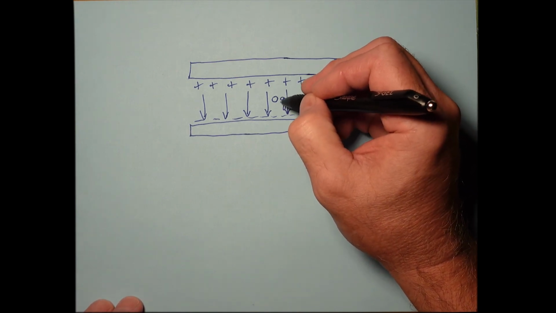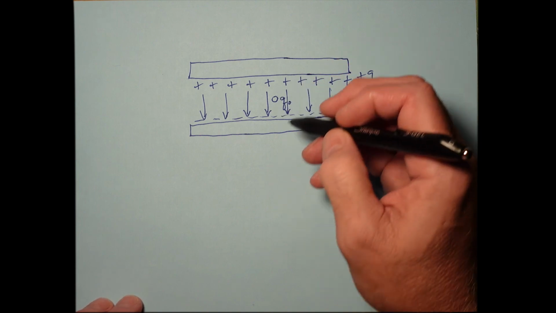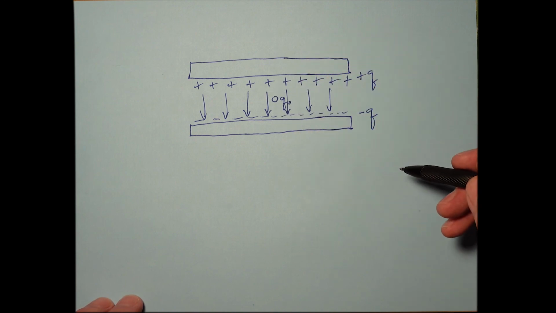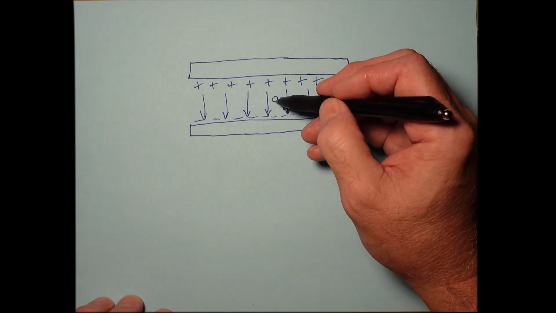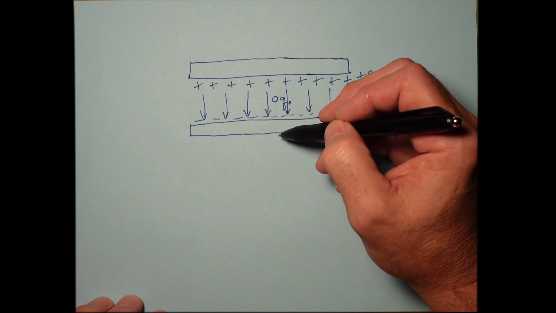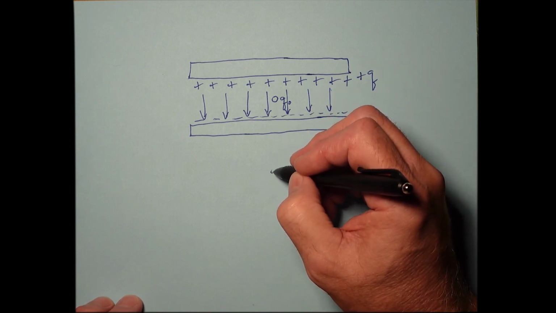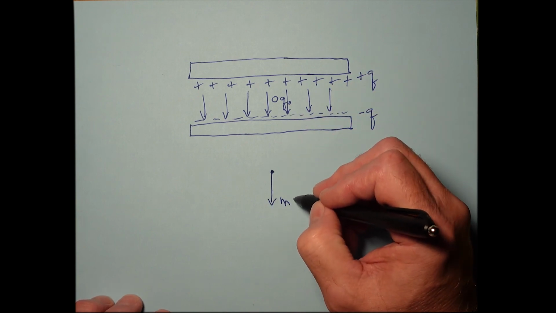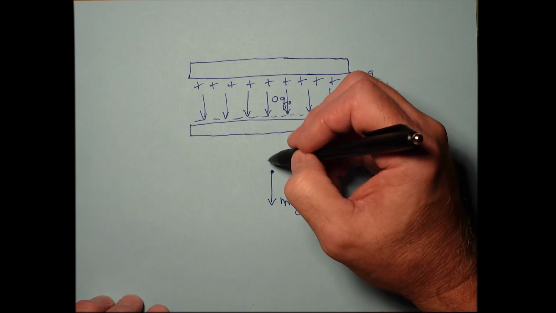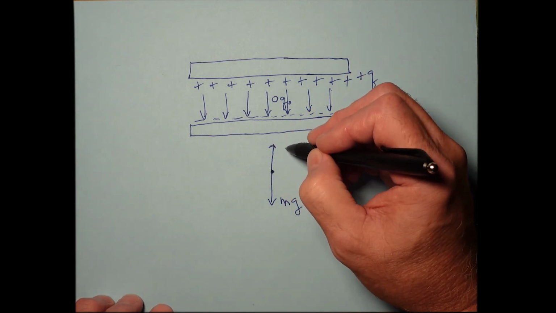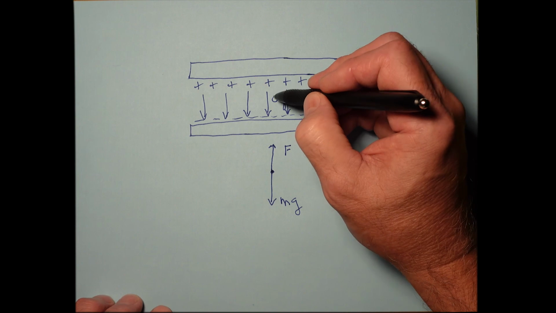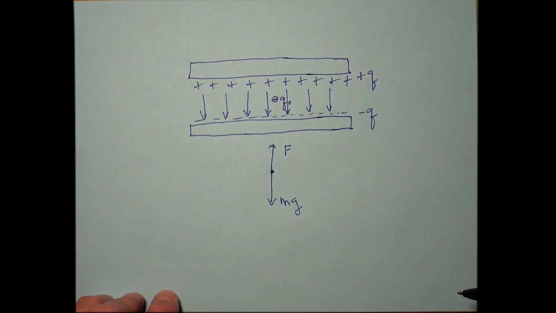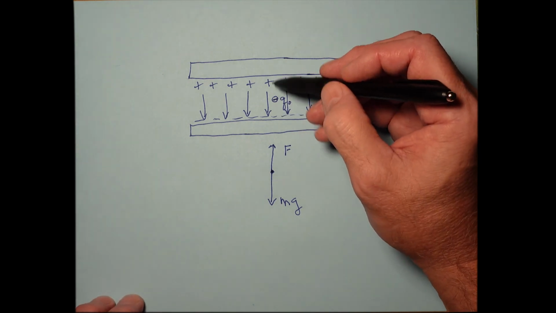Now, Q naught has forces acting on it. Q naught is certainly going to have some electric force acting on it because it's in the presence of an electric field. But it also, in this case, has gravity pulling down on it. And we can't ignore gravity in this case. So if we draw a free body diagram, this is the body, Q naught. And there's a downward force due to gravity. That's just its weight, mg. And then there is an electric force, F, if this is a negative charge.